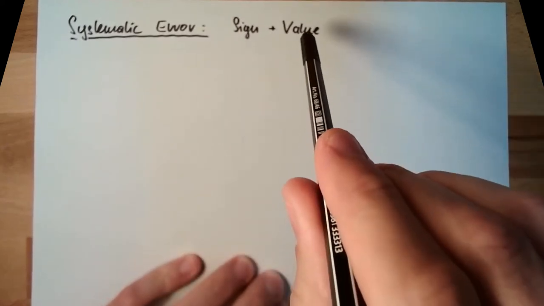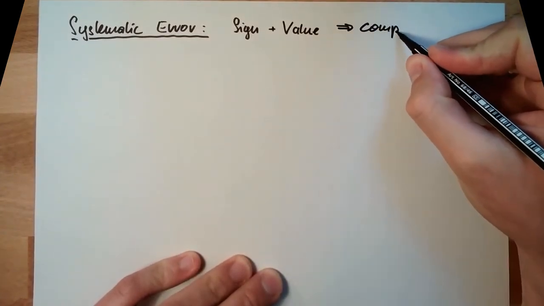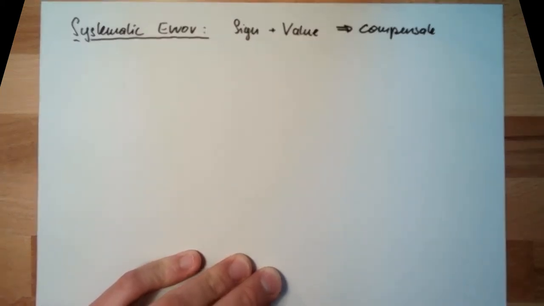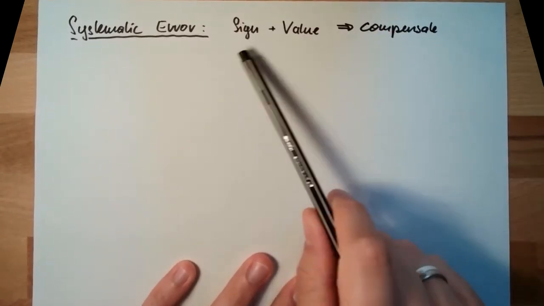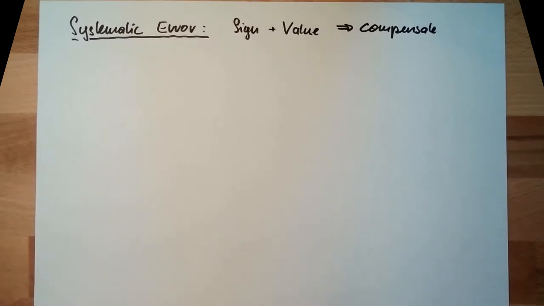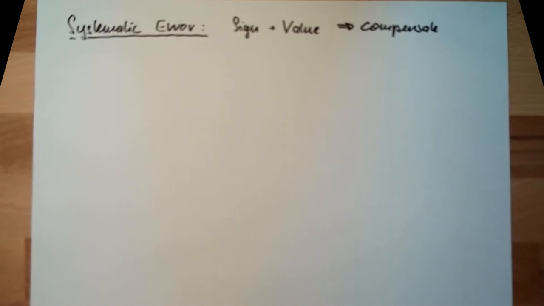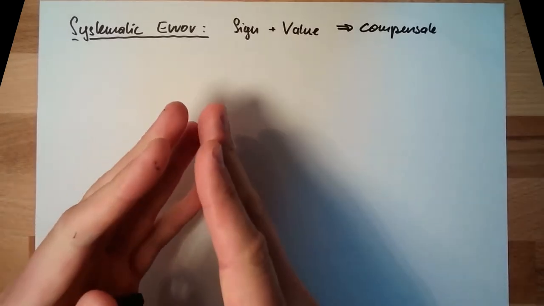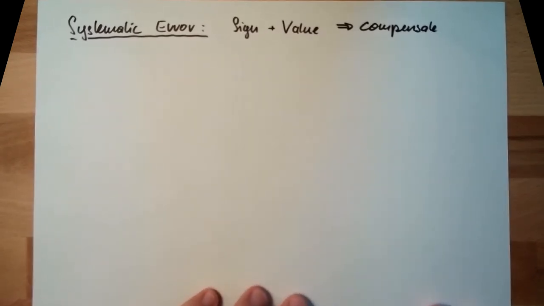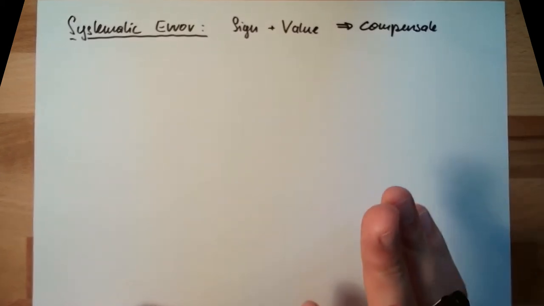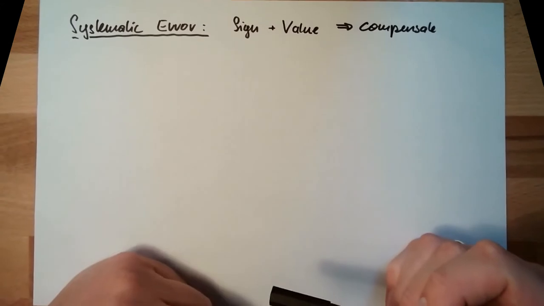And if I know this value and the sign, I can compensate. These errors are compensatable. If I know they are there and I know how much I influence, then I can compensate my systematic error by building a correction value. This correction value is the same value but with the opposite sign. Then my correct value is the displayed value plus this correction value. That's it. This is how to deal with systematic errors. They are annoying, let's say, but because of their nature, they have a sign and a value, and this can be compensated. That's the good thing about systematic errors.